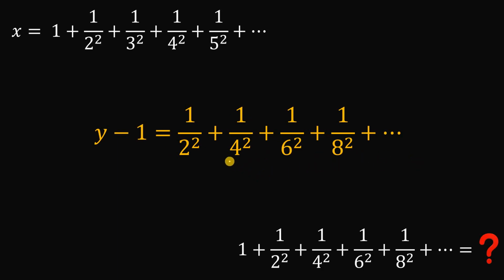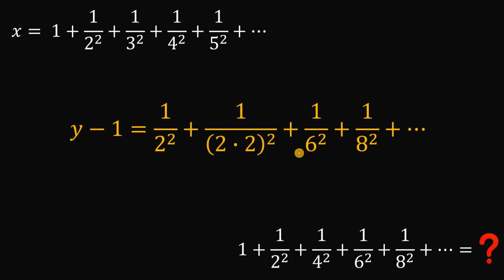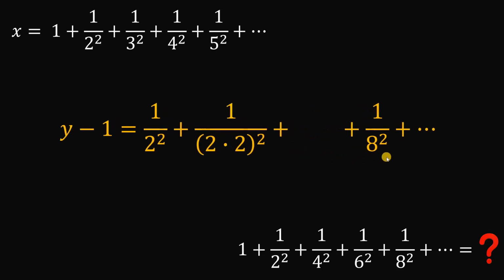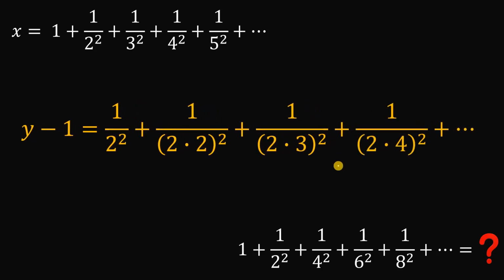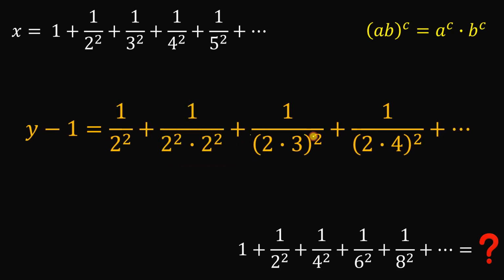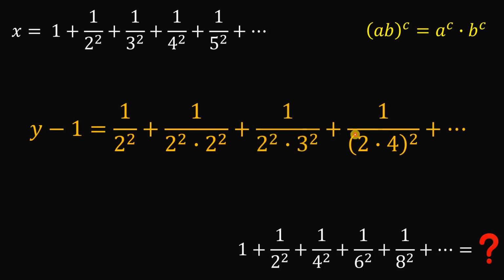And now, this 4, we can write as 2 times 2. And this 6, we can write as 2 times 3. And of course, this 8, we can write as 2 times 4. Next, we will use some laws of exponent. Take note, when we have a times b raised to the power of c, we can write this as a raised to the power of c times b raised to the power of c. So, this expression, 2 times 2 raised to the power of 2, we can write as 2 squared times 2 squared. Also, 2 times 3 raised to the power of 2, we can write as 2 squared times 3 squared. And we can do this in this expression also, 2 times 4 raised to the power of 2.